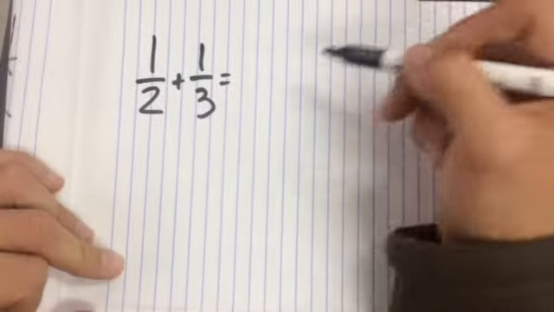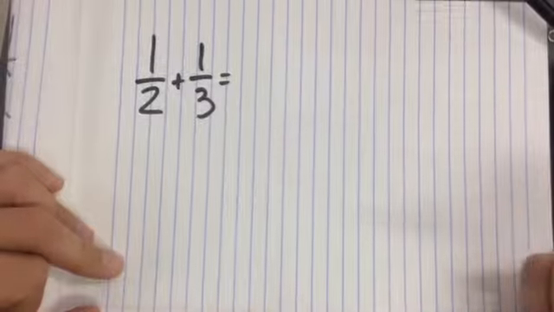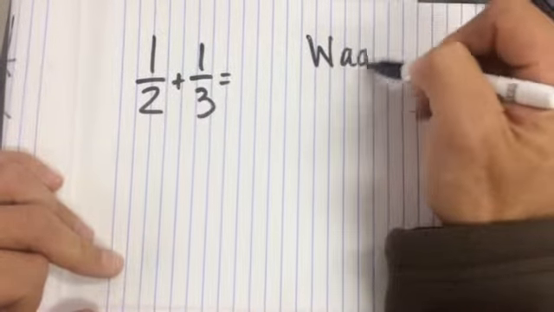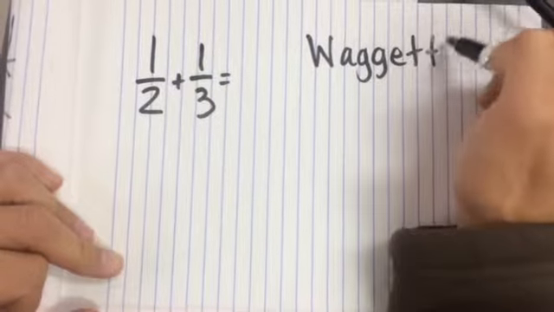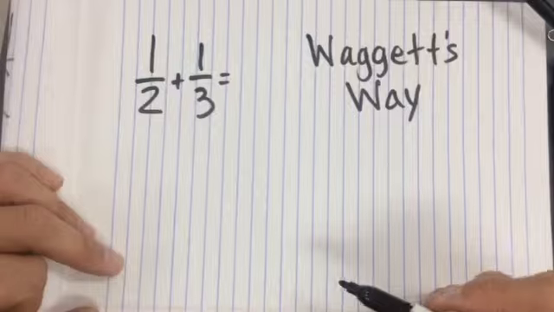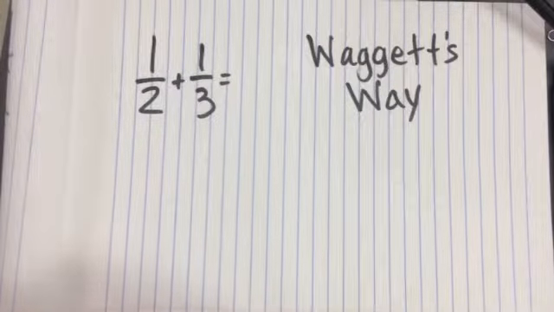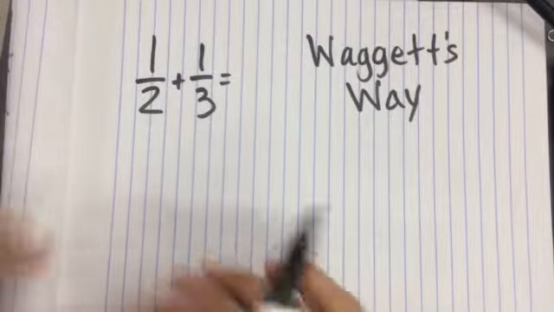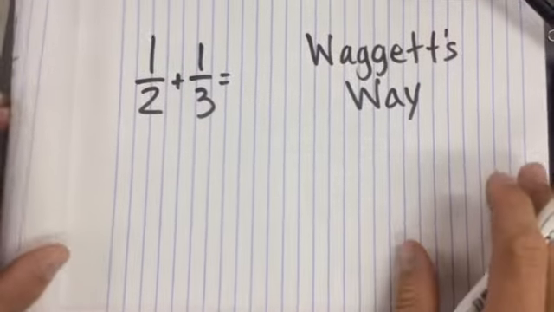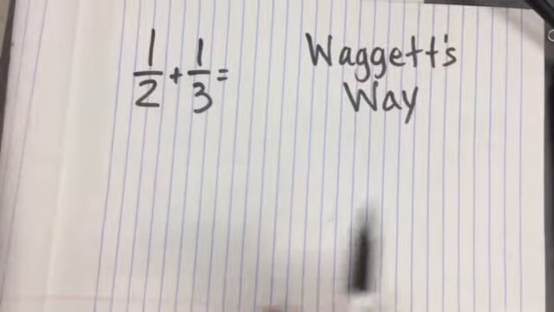Alright guys, here's the second way that I teach kids to solve fractions with unlike denominators. I like to call this Waggett's Way because I came up with it. I really didn't come up with it, but that's okay. So here we go. Waggett's Way to me is very simple when you have denominators that are very small, like 2 and 3. I would not recommend using this with large denominators. I'll show you why in just a second.